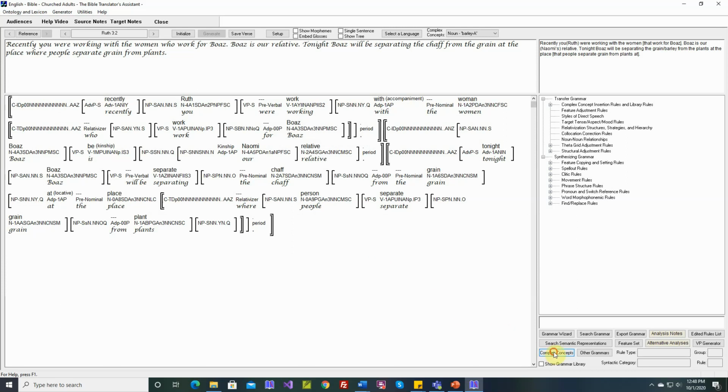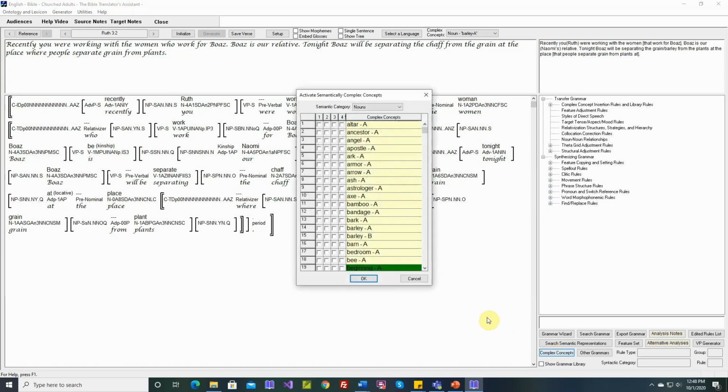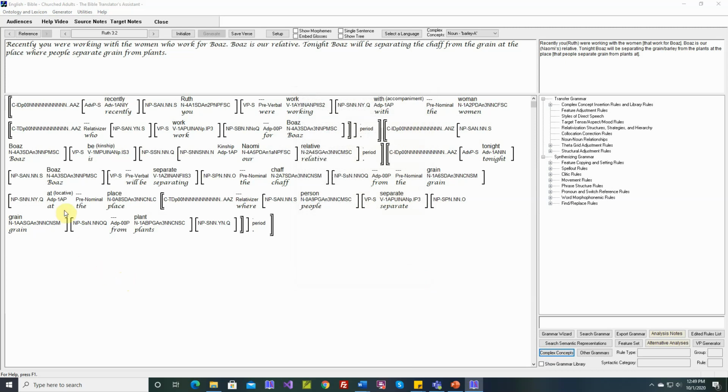This video will describe the complex concepts dialogue, which you see here. But before we look at this, I'd like to show you something. Every concept in our semantic representations has what we call a semantic complexity level. For example, the word at is a molecule.